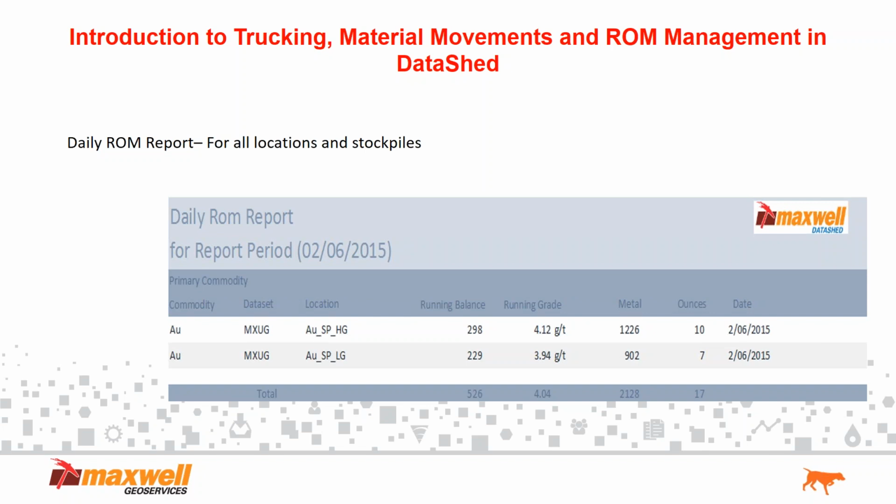So to sum up, ROM location management allows for accurate collation of all trucking and material movement data to and from it, no matter what the vessel type, by commodity, calculating a running balance and a weighted average grade, all automated.